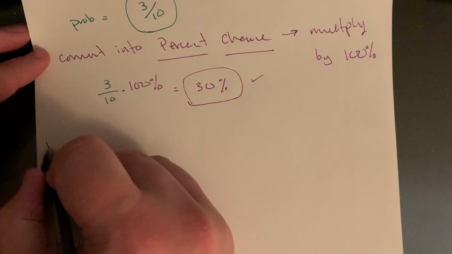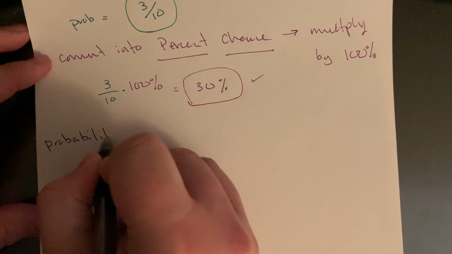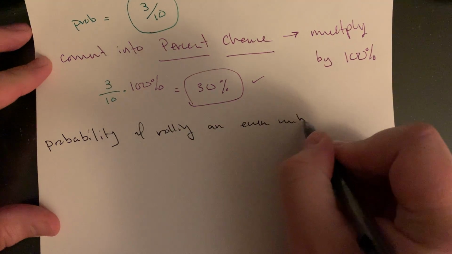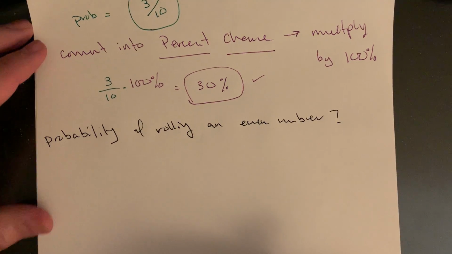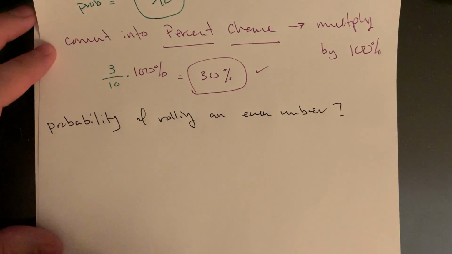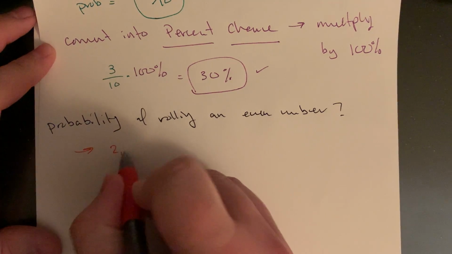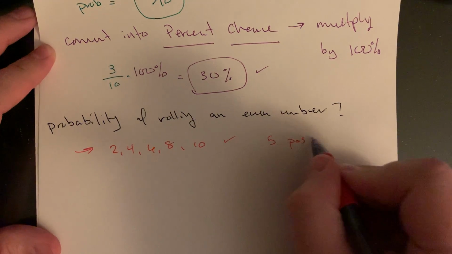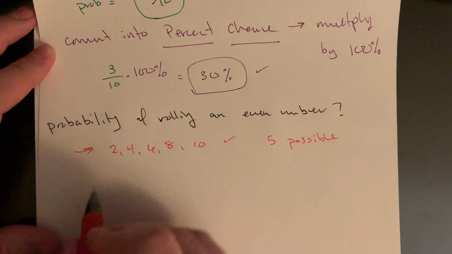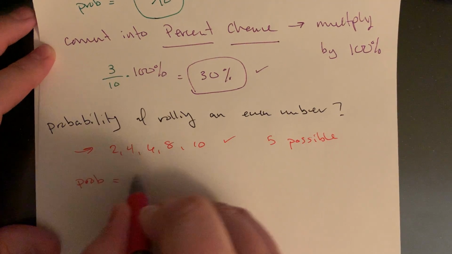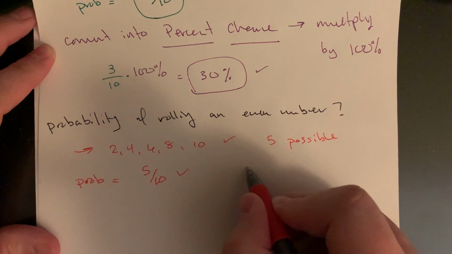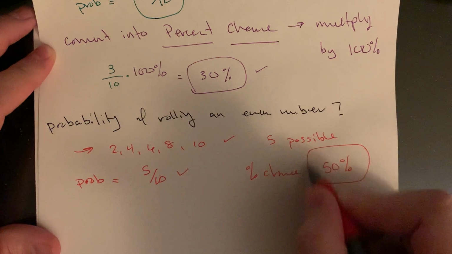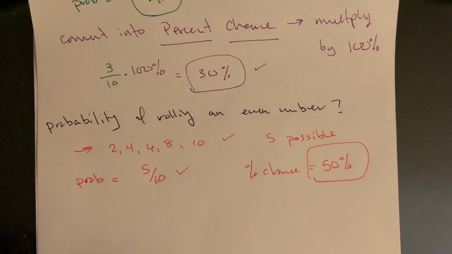You could also say, what's the probability of rolling an even number, right? So your successes, your outcomes there, are 2, 4, 6, 8, and 10. So that's 5 possible successes. So your probability, of course, is 5 out of 10. And then as a percent chance, converted, that 5 out of 10 would, of course, just be 50%.